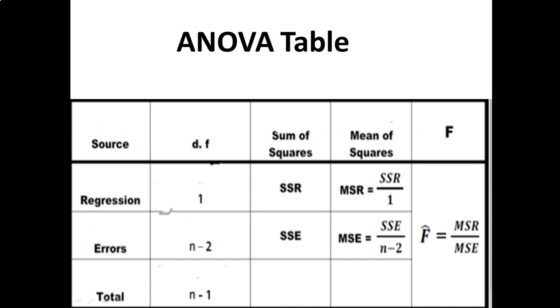Here is a simplified ANOVA table. Here the degree of freedom in regression equals 1, because there is one independent variable which is x, and in the multiple regression equation this degree of freedom will increase.